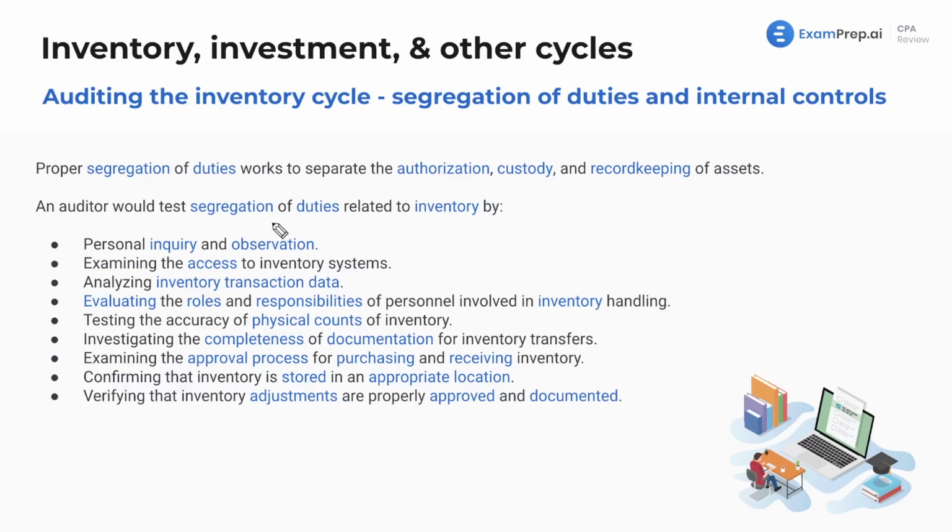How would we test segregation of duties related to inventory? Well, we could just ask questions. Hey, do you know of anyone who has both custody and authorization functions? Just asking questions is not a bad thing. Now, you inquire, but then you have to follow up and corroborate that.